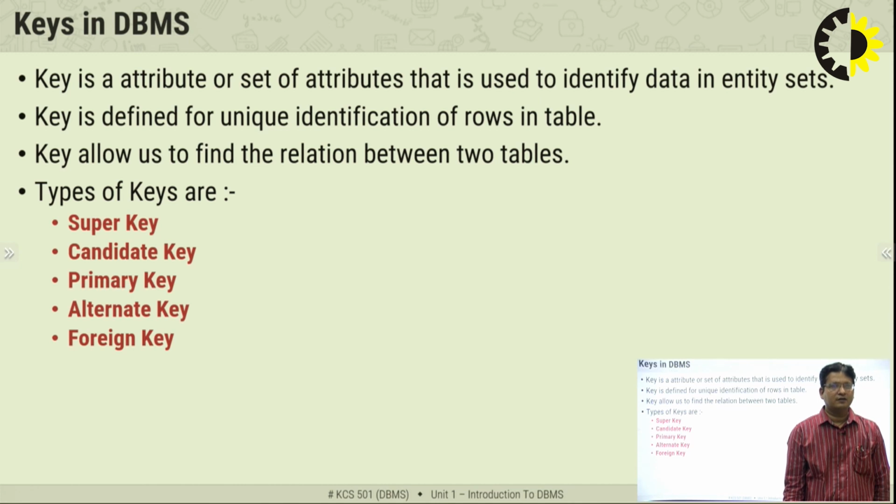So a foreign key is a key which depends on the primary key of another table. That is, the value of a foreign key is equal to the value of a primary key, or it may be entirely null.